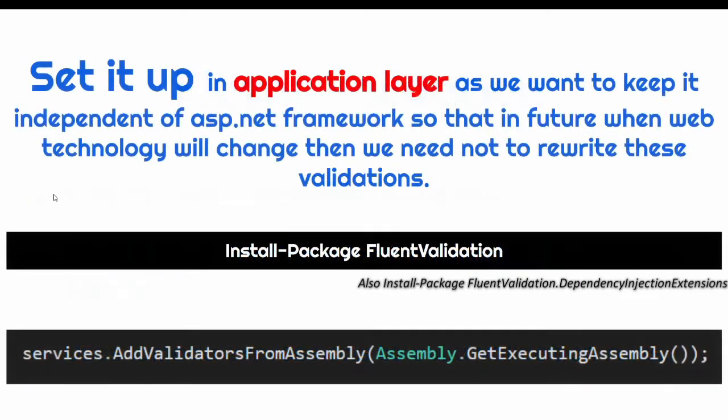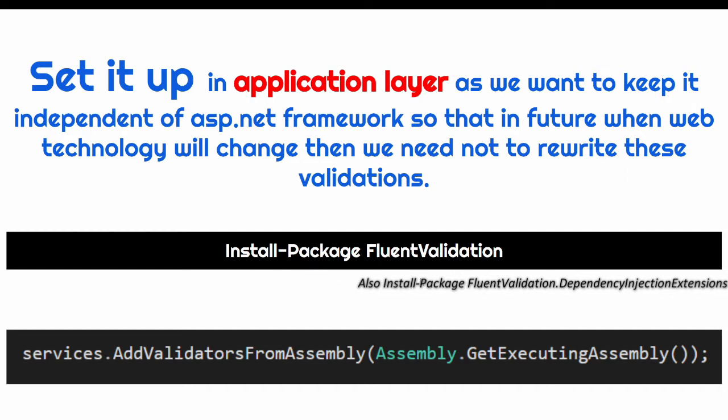To set it up, we first need to install the Fluent Validation NuGet package. We will be installing it in our application layer as we want to keep all our validation logic independent of the ASP.NET Framework. The benefit will be if tomorrow we do not want to use ASP.NET API and just want to use it in a Windows app or MVC app, we will not have to rewrite validation logic.